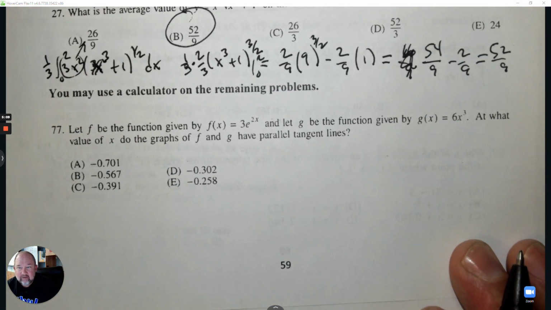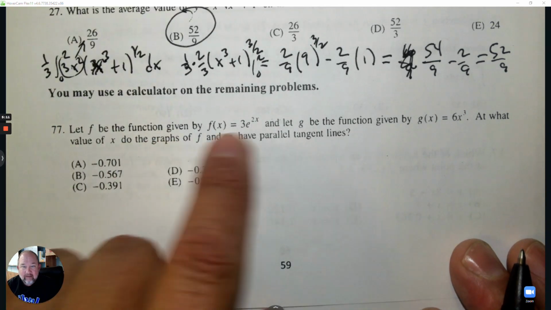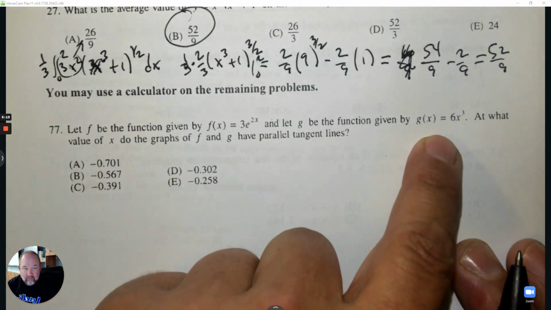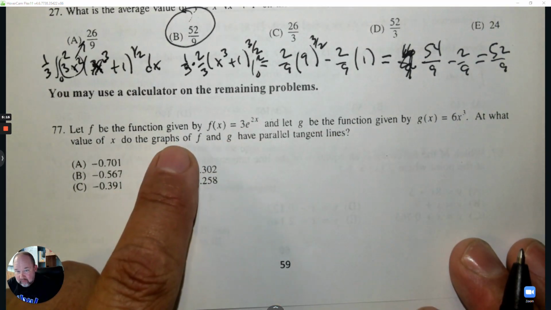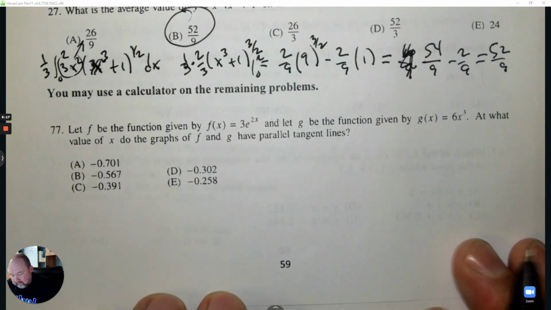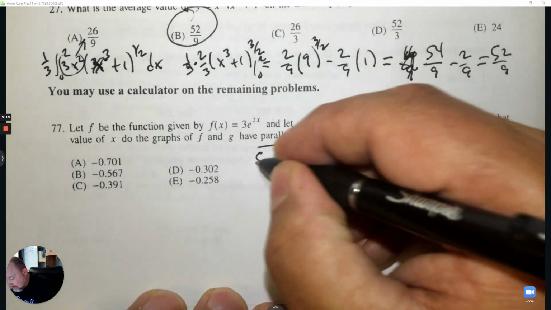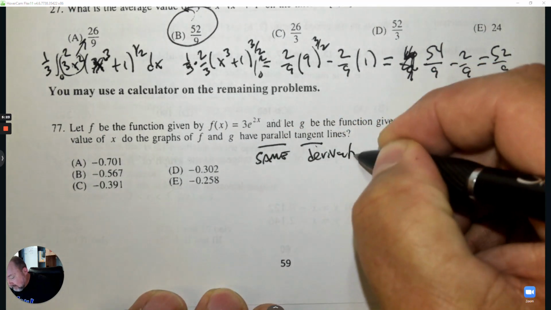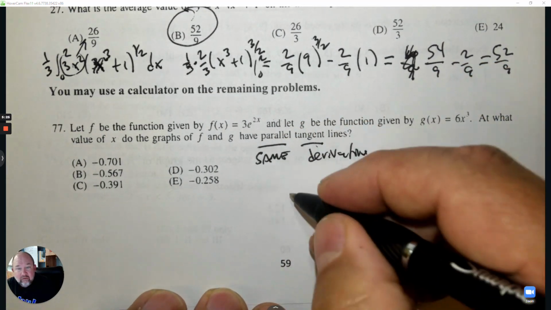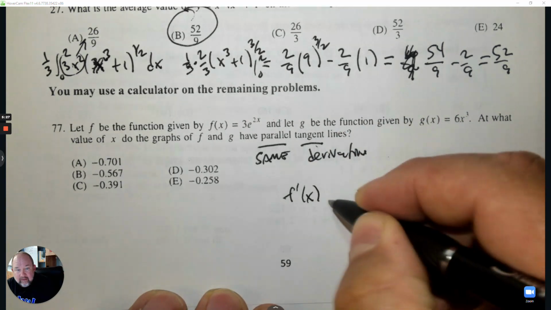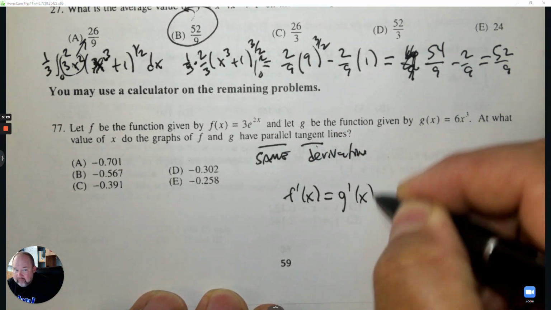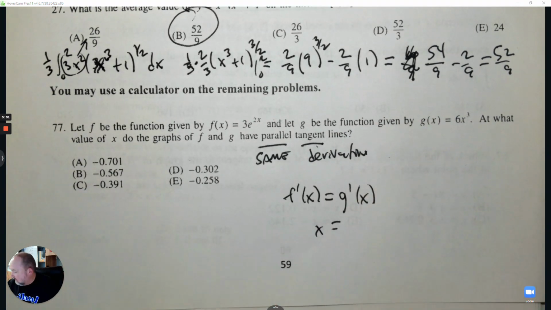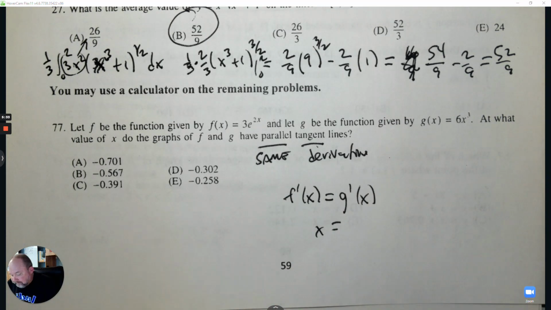All right, I get to use a calculator now. Let f be that function and let g be that function. At what value of x do the graphs of f and g have parallel tangents? Parallel means the same, and tangent means derivative. So in other words, I'm going to take the derivative and make it equal to the other derivative and see what x equals. All right, let's see the calculator do it.